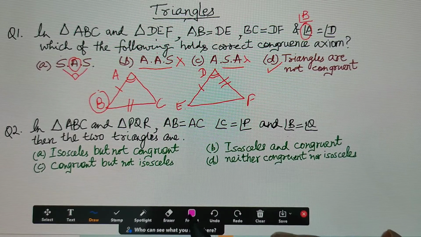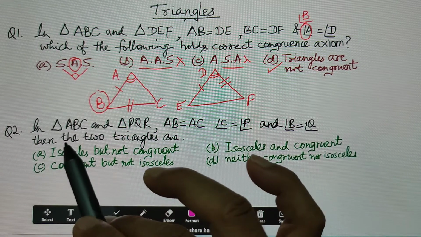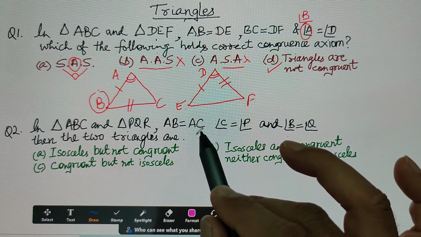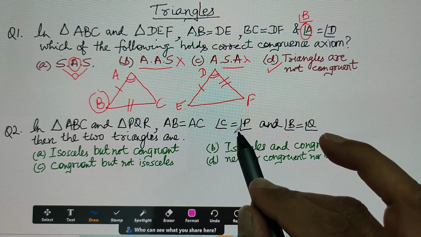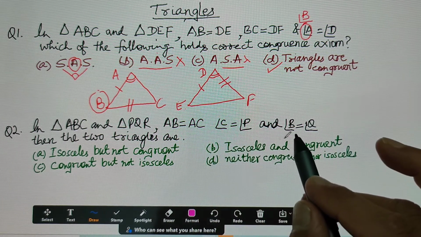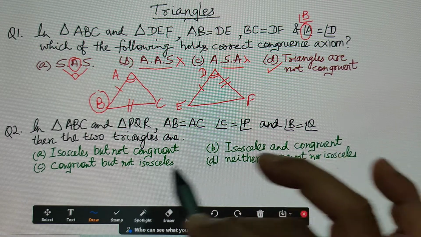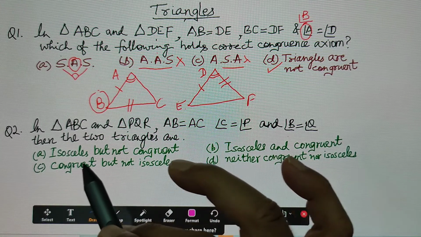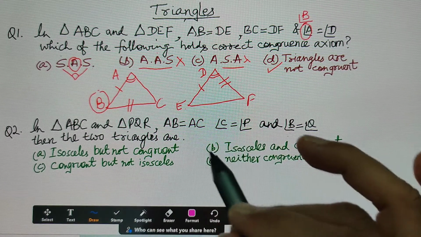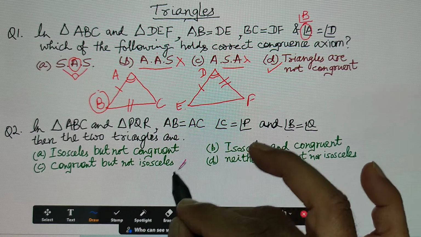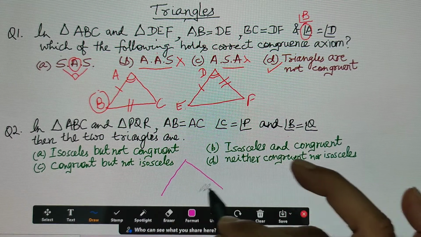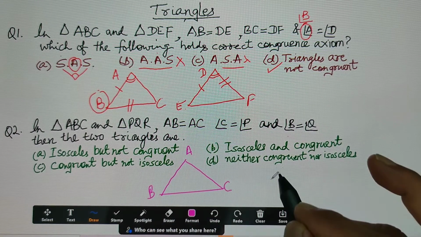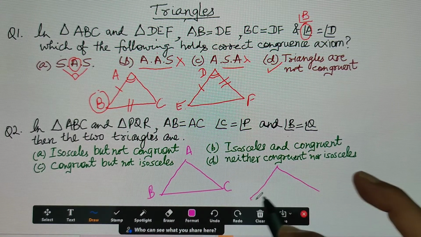Fine. Let us look into the next question, where we have triangle ABC and triangle PQR, where AB is equal to AC, angle C is equal to angle P, and angle B is equal to angle Q. Now for these two triangles, we have to check and find out whether they are isosceles, congruent, or both. Firstly we are going to draw the diagram for these two triangles. This is triangle ABC. Then we have triangle PQR.